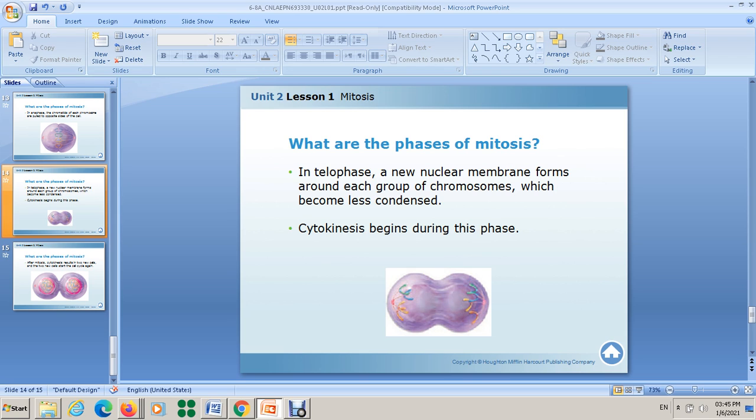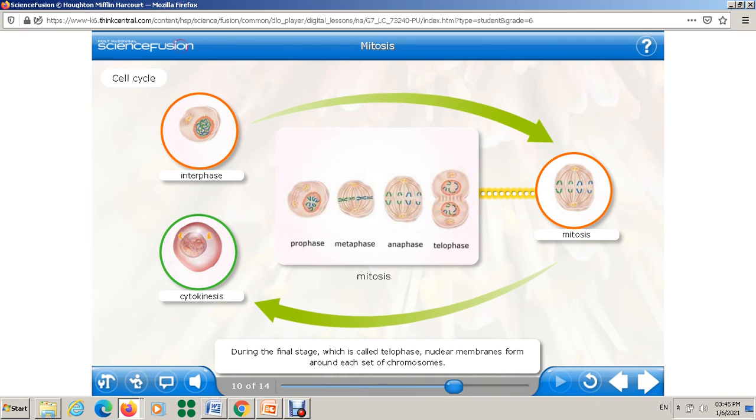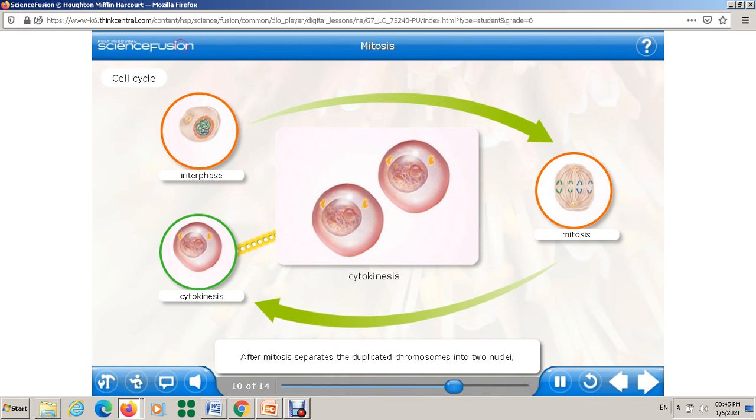What happens in cytokinesis? Here in cytokinesis, listen carefully. After mitosis separates the duplicated chromosomes into two nuclei, the process of cytokinesis separates the rest of the original cell into two. So here is the telophase, the nuclear membranes are formed. The new nuclei are formed. They are separated from each other.